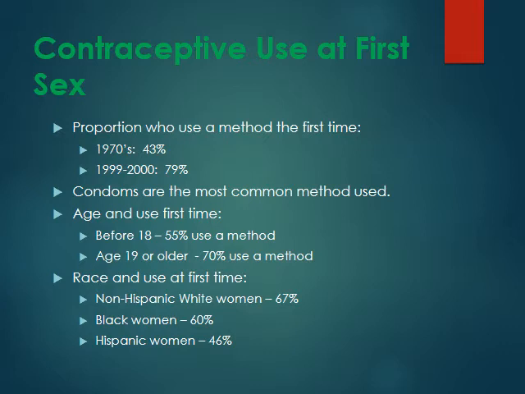Interestingly, the proportion of people who use a birth control method the first time they have intercourse in the 1970s was 43%. In about the year 2000, the rate was 79% who used a method. So we've made a lot of improvements in that area of awareness and knowing how to prepare and being prepared. Condoms are the most common method used. The age and use of first time before 18 years old, 55% of them used a method. Those that are 19 or older, 75% used a method. So you tend to get a little smarter as you get a little older, it looks like.